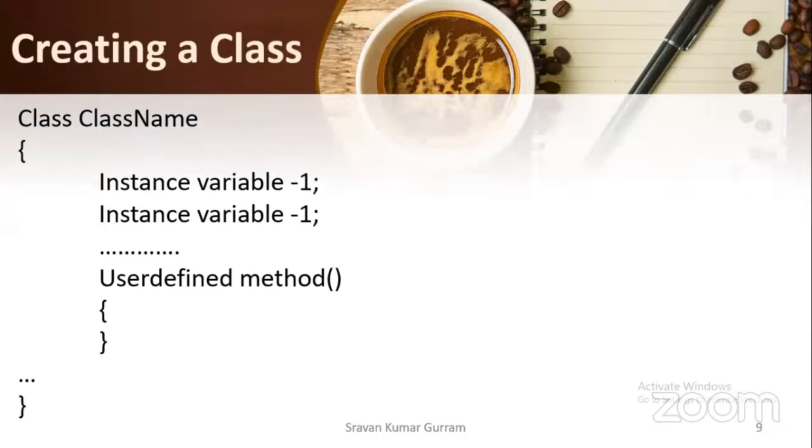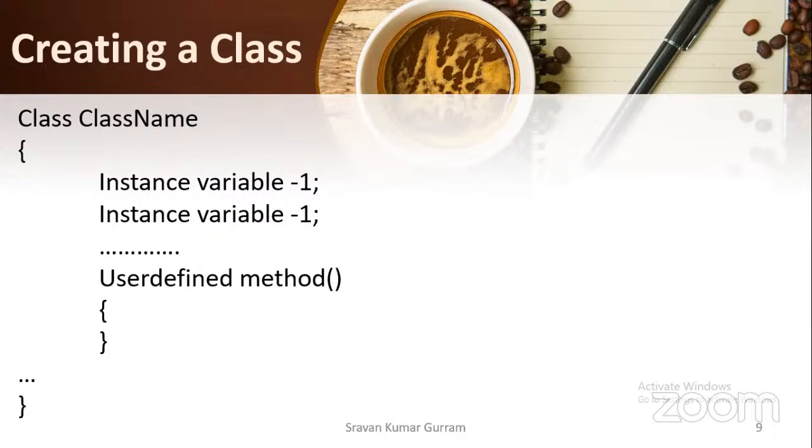Now, how to create the class? Very simple. Class is a keyword, space. You must give the class name by following the identifier rules. Identifier rules mean that it should not have spaces. You should not use a keyword as a class name. You should not use any special symbols. Okay. These are the common rules. You must follow those rules.